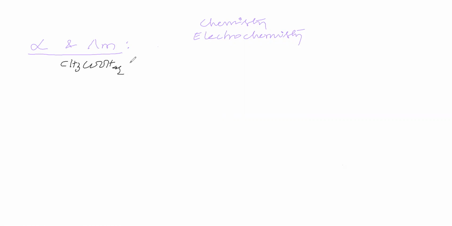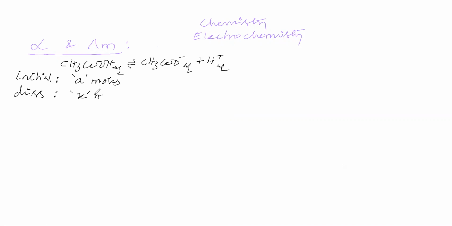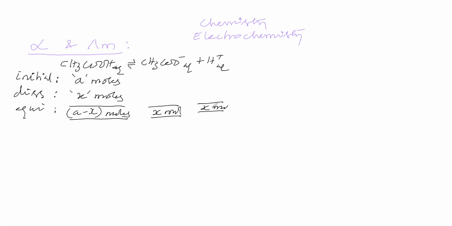Acetic acid is dissolved in water. It dissociates to give acetate ion and H plus ion. Initially, let us take some A moles of acetic acid. It is undergoing dissociation. Suppose X moles of acetic acid are dissociating. At equilibrium, A minus X moles of acetic acid are there, X moles of acetate ion and X moles of H plus ions are present.